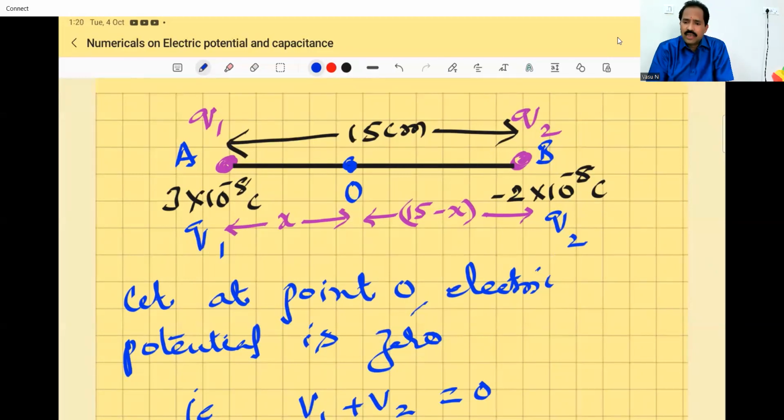Okay, let us take up case 1. Let the point be taken between the two charges. Look at the diagram on the screen. Let O be the point in between the two charges where the electric potential is 0.